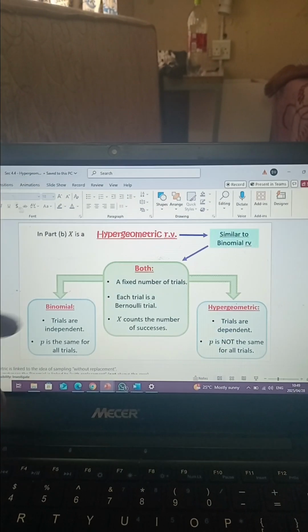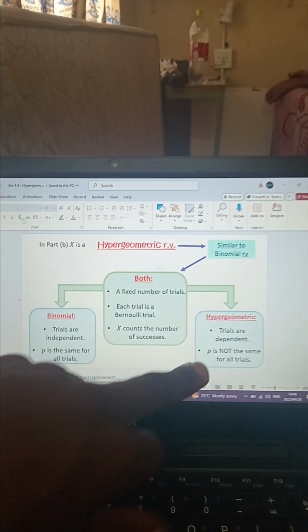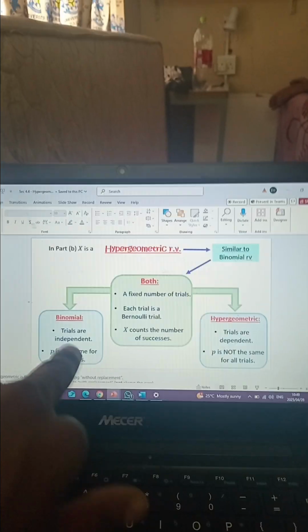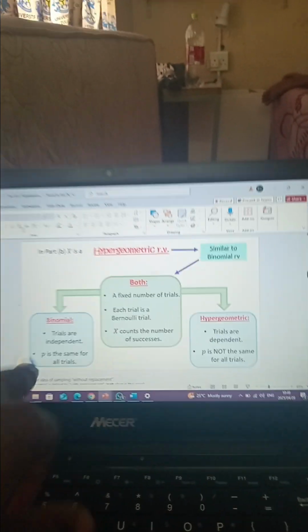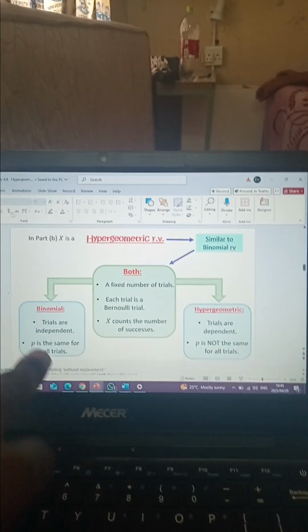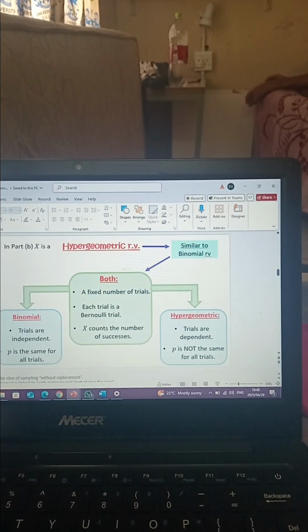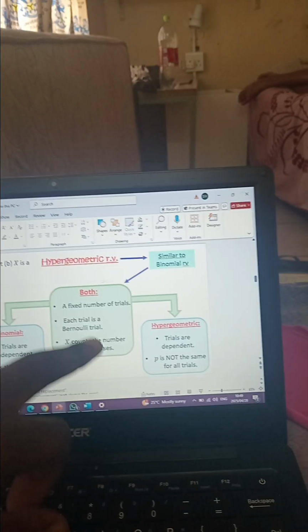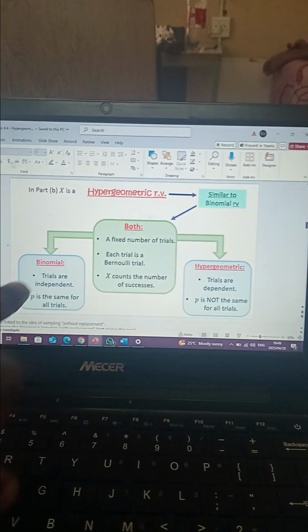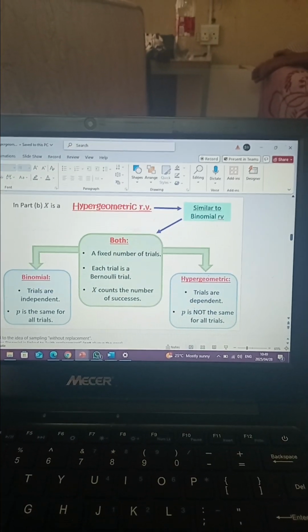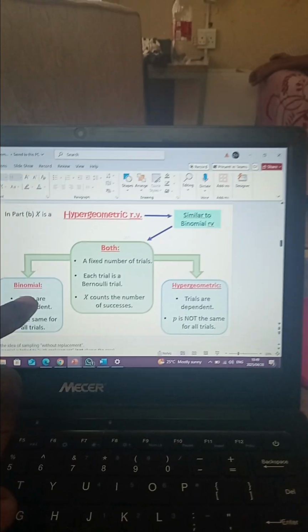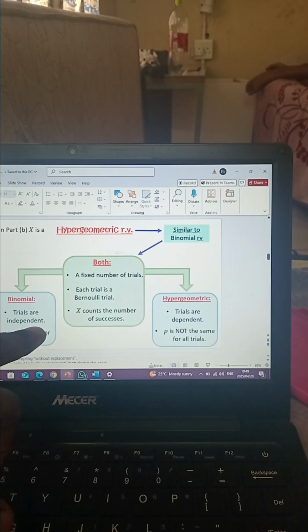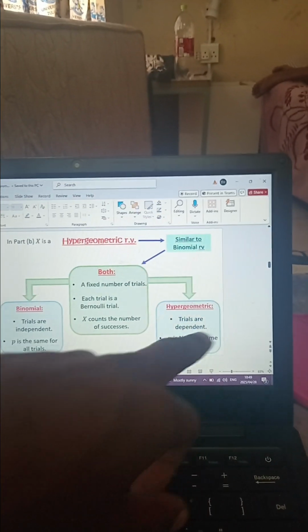However, here this is a binomial, this is a hypergeometric. These are differences, good people. These are differences between binomial and hypergeometric. Is this similar? You see what is happening? These are similarities, these are differences. Let us first dwell much on differences. In a binomial, trials are independent. You see, trials are independent.